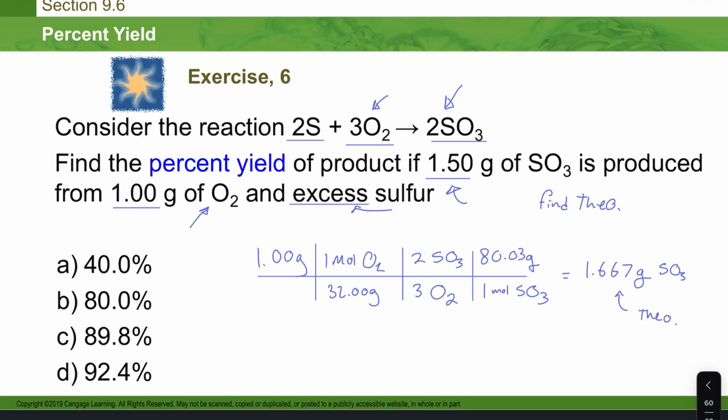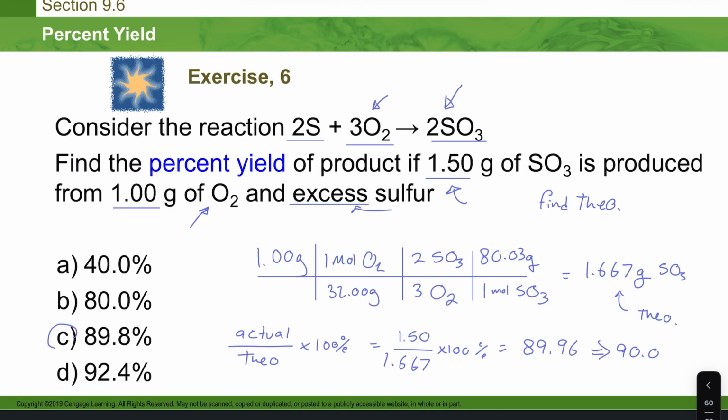And so the next step is to take our actual yield divided by our theoretical, actual over theo, multiply that by 100%. That gives us 1.50 divided by 1.667 times 100%. We end up with 89.96, which ends up being 90.0. Now, the closest to that is going to be C right here.